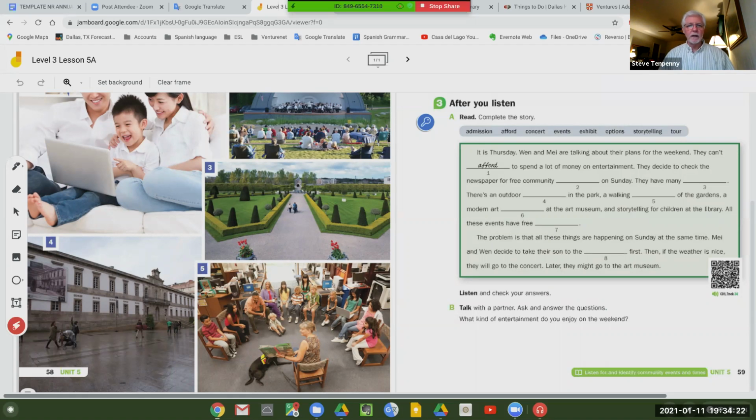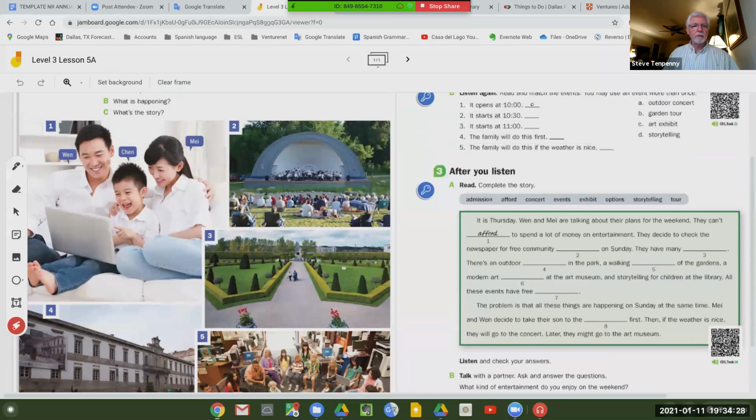So as we look at the exercises on the next page, we will be talking about this family here, Wen and his wife Mai and the son Chen, because they want to figure out what to do on the weekend.